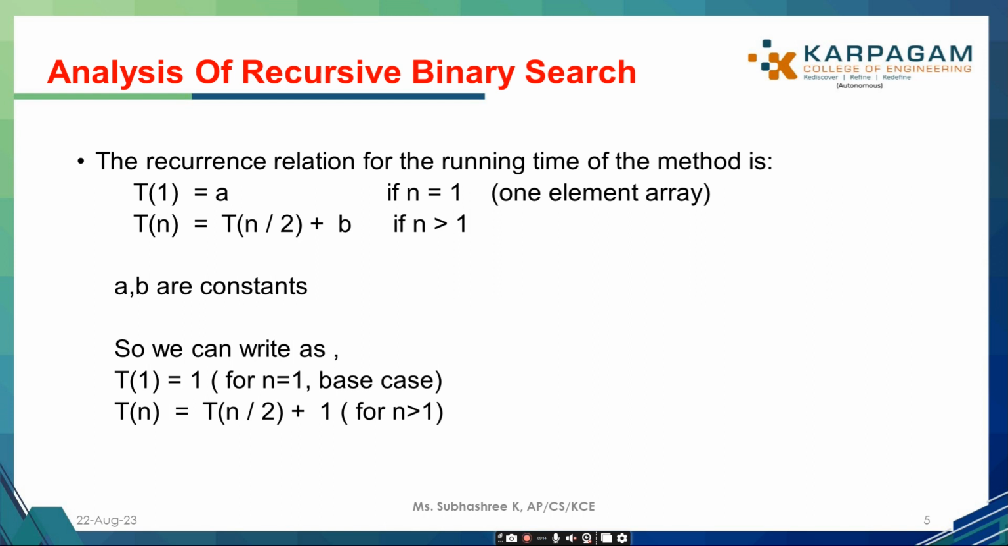Why do you write T of 1 is equal to 1? That is, if the array contains at least one value, then I have to check whether the target value is equal to the existing value in the array. So if the array contains only one element, T of 1 equals 1. That is, the basic operation is comparing the target value with the existing value in the given array. So comparison takes place, basic operation takes place and hence T of 1 equals 1.